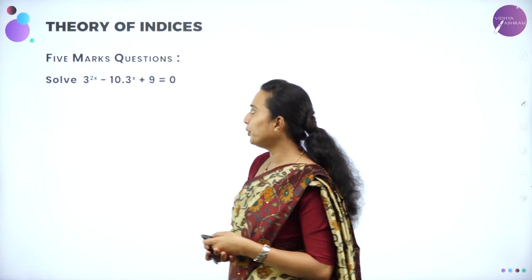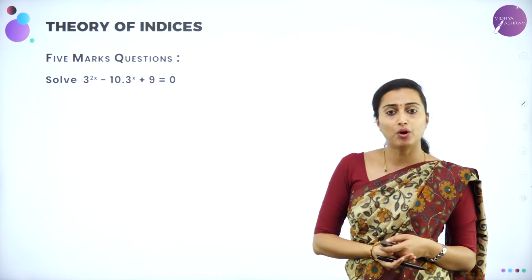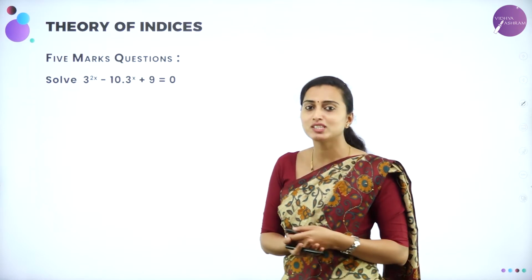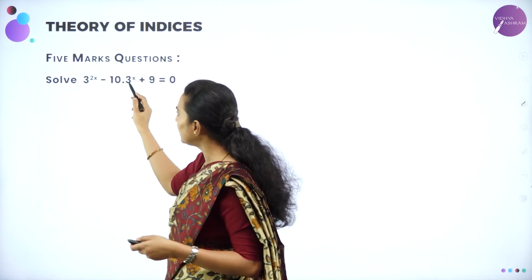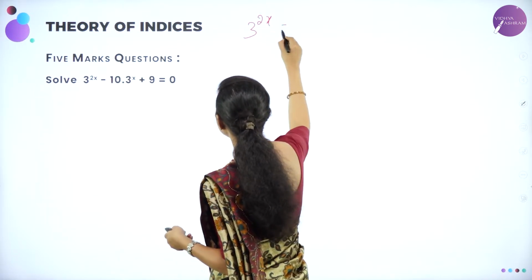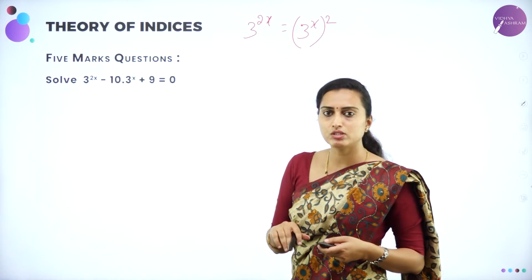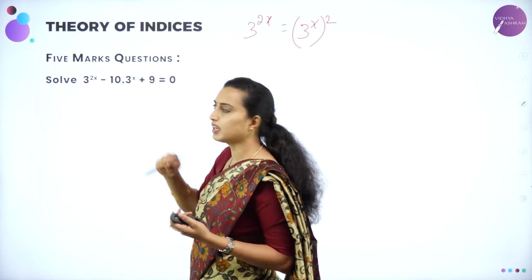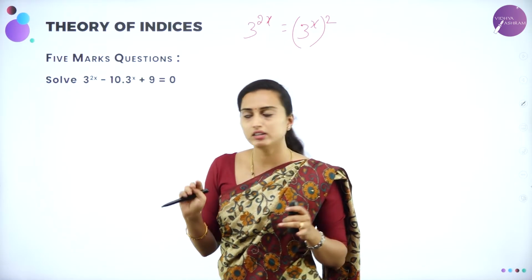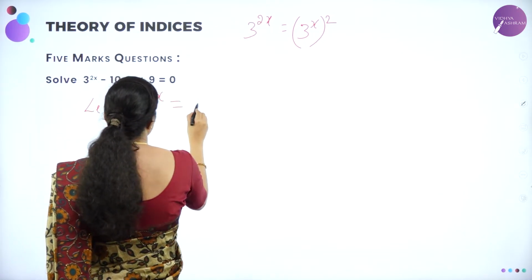Solve 3 power 2x minus 10 into 3 power x plus 9 equal to 0. How to solve, ma'am? They have not given anything. What am I going to do? I am going to make a substitution. What substitution? You can see here 3 power 2x and 3 power x. I can write 3 power 2x as 3 power x whole squared. Both are the same. So because I am having 3 power x, I am going to substitute: let 3 power x equal to y.